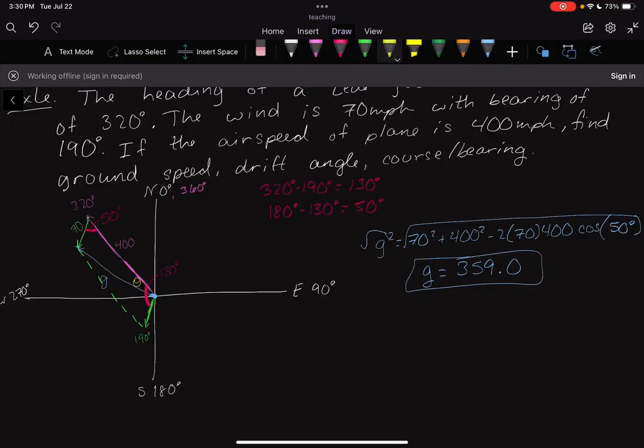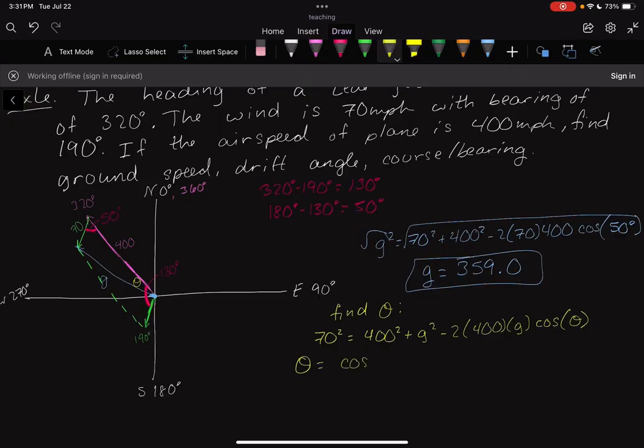Next, I can go get theta, my drift angle. My side across from it is 70. My two sides surrounding it are the G that I just found and 400. So it'll be 400 squared plus G squared minus 2 times 400 times G times cosine of theta. Just want to make sure that this one and this are across from each other. I'm going to go ahead and solve this for theta.